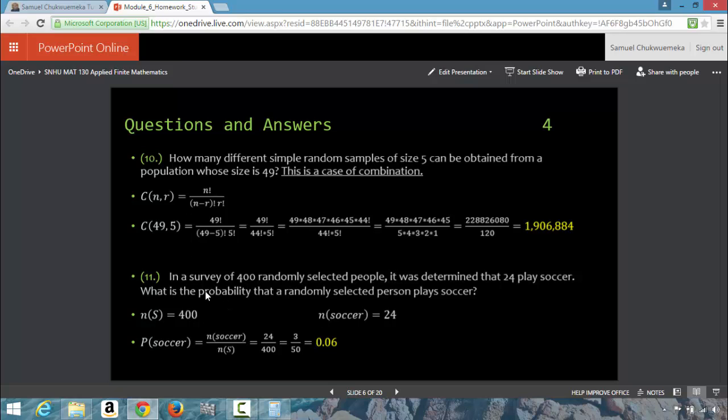Question 11. In a survey of 400 randomly selected people, it was determined that 24 play soccer. What is the probability that a randomly selected person plays soccer? So this is the definition of probability. The sample space is 400. The event space is 24. So the probability of selecting someone that plays soccer would be the cardinality of the event divided by the cardinality of the sample space. You have 24 divided by 400, and that gives you 0.06.